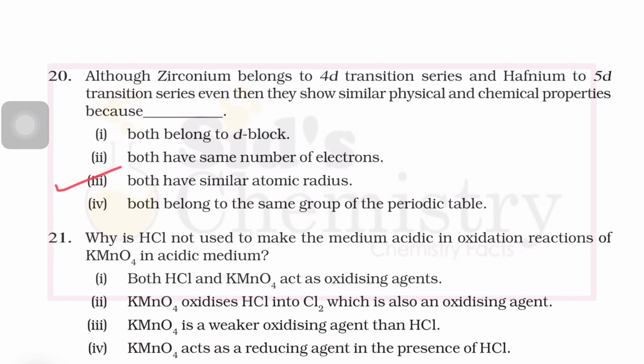Question number 21. Why is HCl not used to make the medium acidic in oxidation reaction of KMnO4 in acidic medium? If we use HCl, KMnO4 oxidizes HCl to chlorine gas, which also acts as an oxidizing agent, and therefore it is a kind of compound which interferes with the reaction. Therefore we cannot add HCl in place of sulfuric acid. So the correct answer for this question is option number 2, that is KMnO4 oxidizes HCl into Cl2.